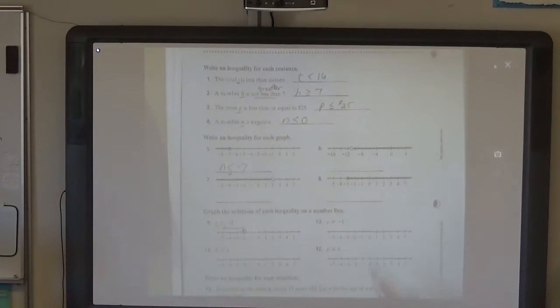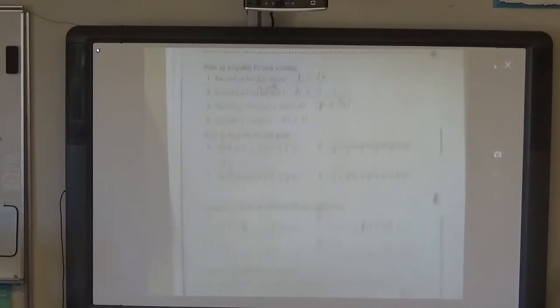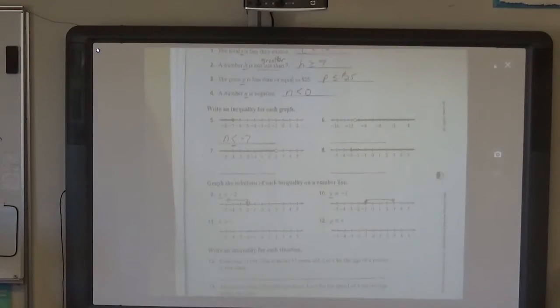How about number 10? How would we mark number 10? Y is greater than or equal to negative 1. What kind of dot should we use? Solid dot. Mark the number with a solid dot. And draw an arrow right above the line to the right, because the variable is written first, and the symbol is pointing to the right.